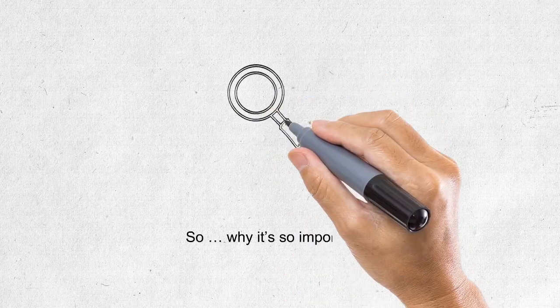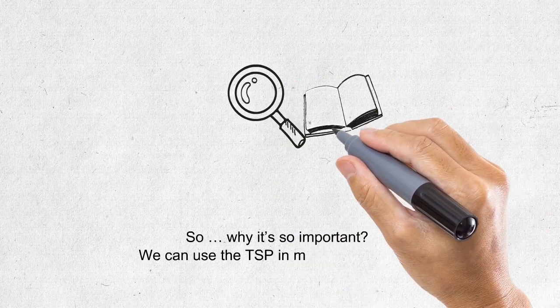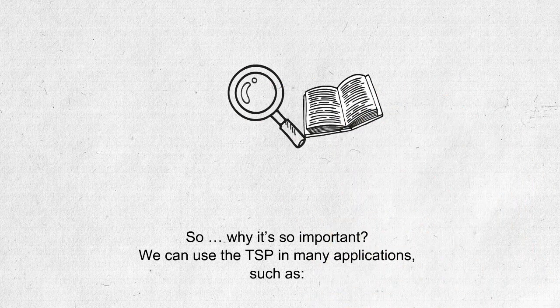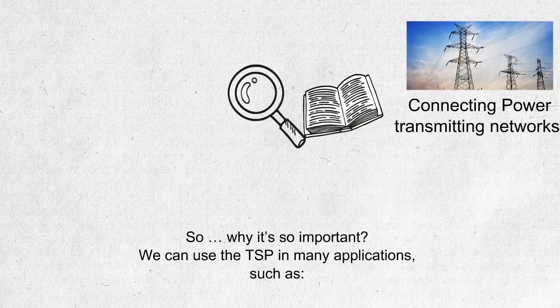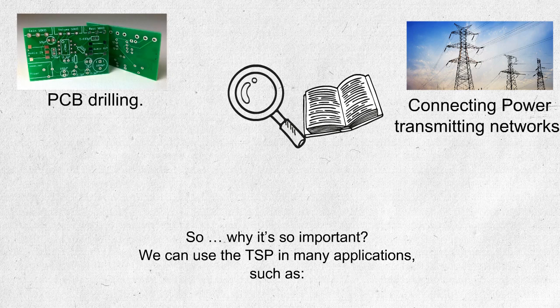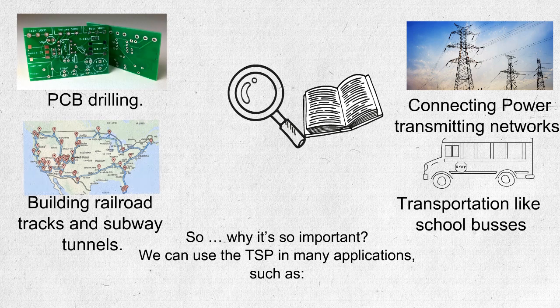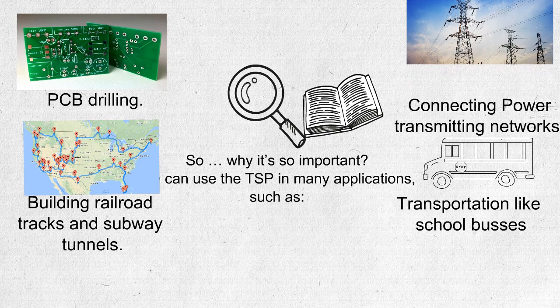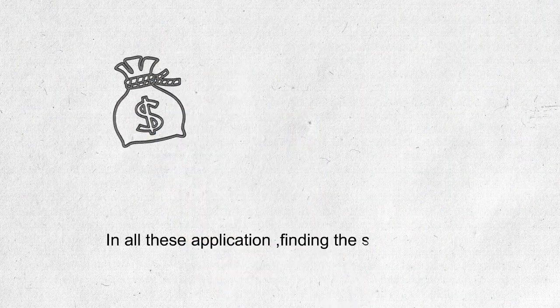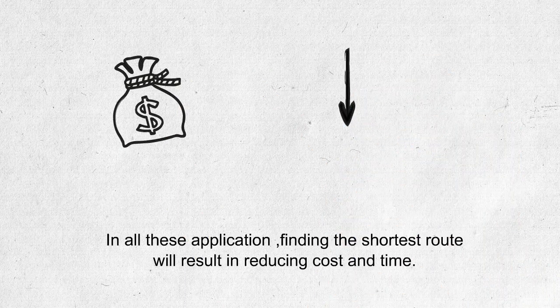So, why is it so important? We can use the TSP in many applications, such as connecting power transmitting networks, PCB drilling, building railroad tracks and subway tunnels, and transportation, like school buses. In all these applications, finding the shortest route will result in reducing cost and time.